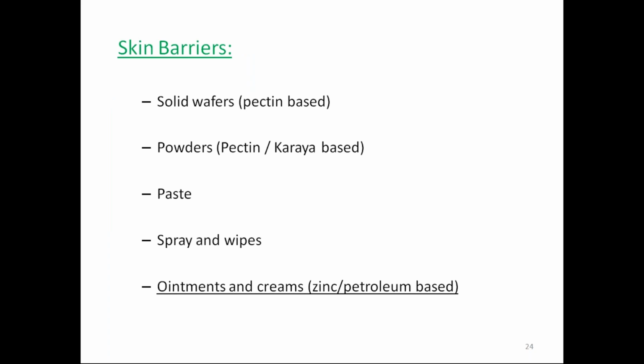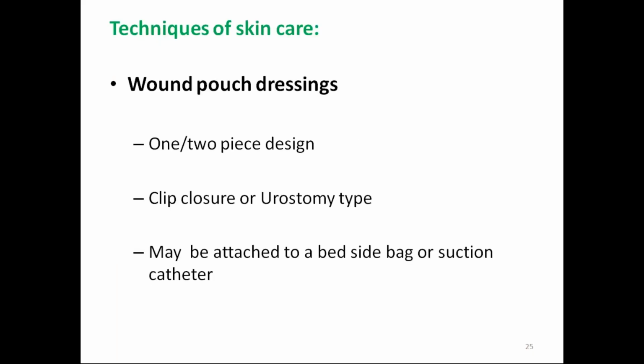So what are the skin barriers? Soft, solid wafers, that is pectin-based sheets; powders, that is karaya-based or pectin-based powders, are sprayed; and pastes, that is silver ointment, Silverex ointment paste, or potassium permanganate paste; sprays and wipes; and ointments and creams that are zinc and petroleum based, like Vaseline, we can apply around the excoriated skin. And technique of skin care: wound dressings, one or two pieces of design, and clip closure of urostomy type, and maybe a bedside bag or suction catheter.